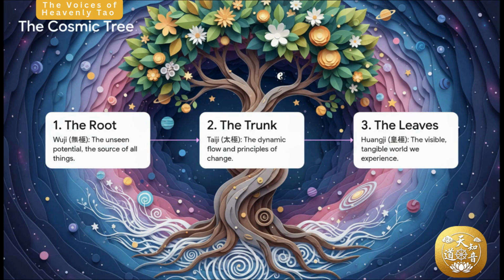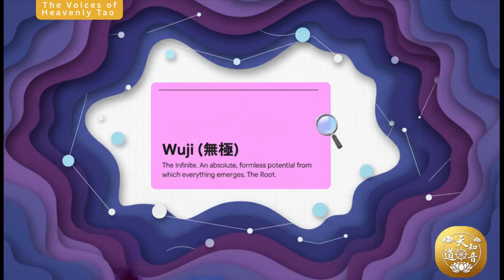The whole universe, and that means you too, is like a cosmic tree. It all starts from a deep, unseen root, grows through a powerful, dynamic trunk, and then blossoms into all the leaves we can see and touch. So let's break down these layers. First up, we have Wuji, the infinite. This is the root. It's the absolute, completely formless source of everything. Just try to picture it. Pure, silent, limitless potential. This is the state before the Big Bang, before there was even a concept of here or there. It's the ultimate source.